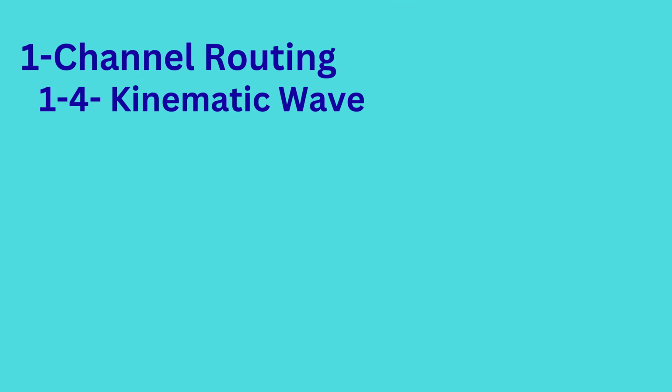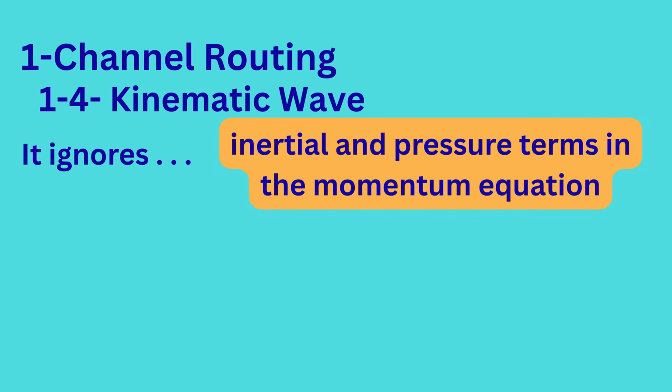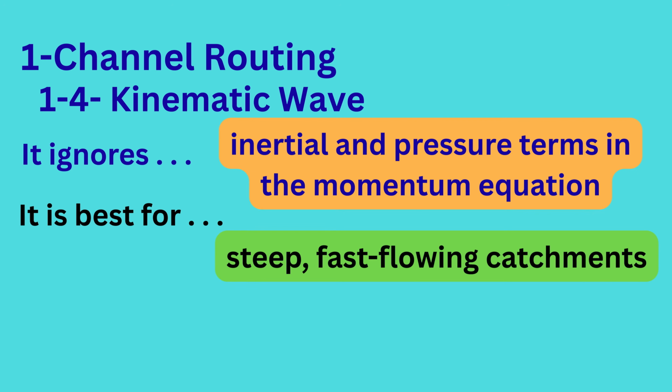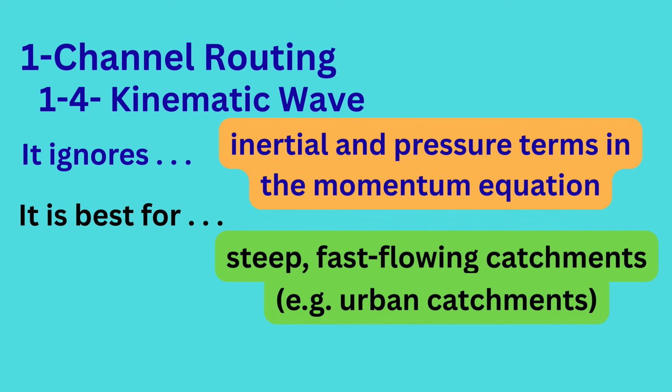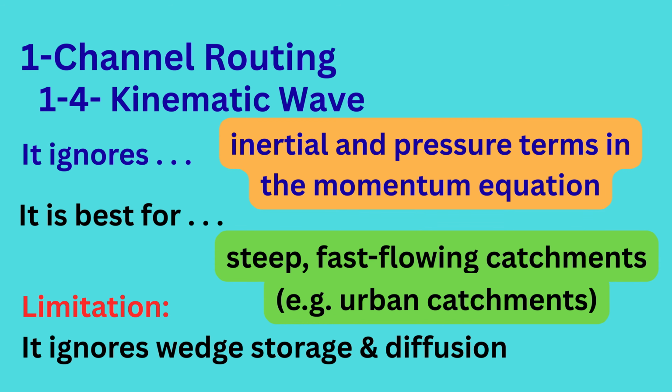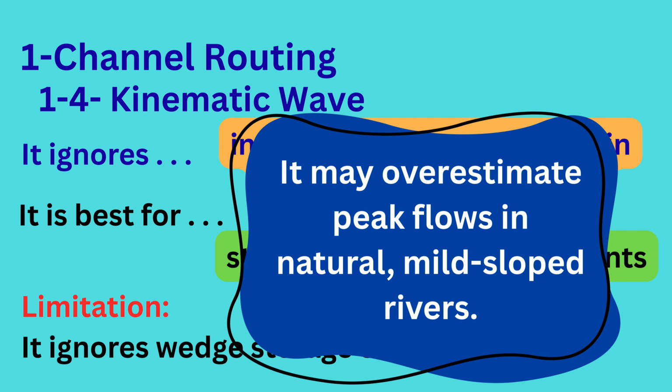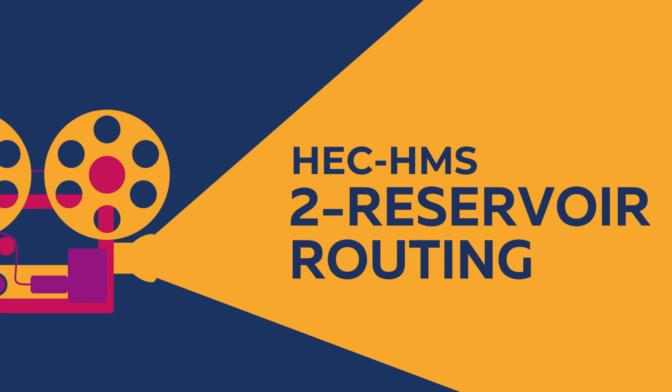As this method ignores the inertial and pressure terms in the momentum equation, it is best suited to steep, fast-flowing catchments such as urban ones with several concrete-lined channels. By ignoring wedge storage and diffusion, it may overestimate peak flows in natural mild slope rivers where attenuation is important. Now let's talk about reservoir routing.